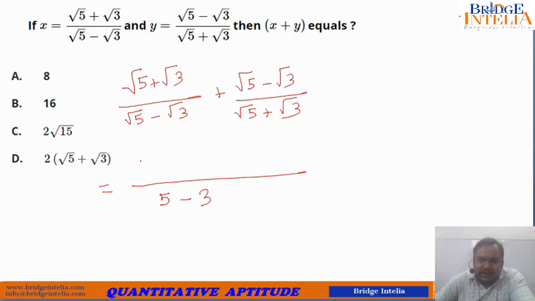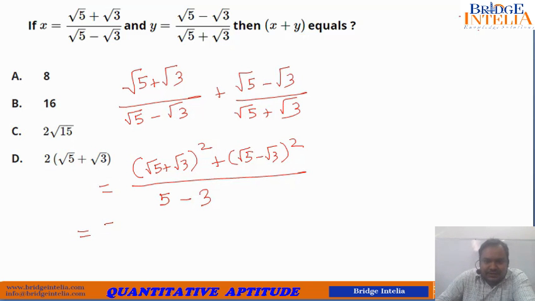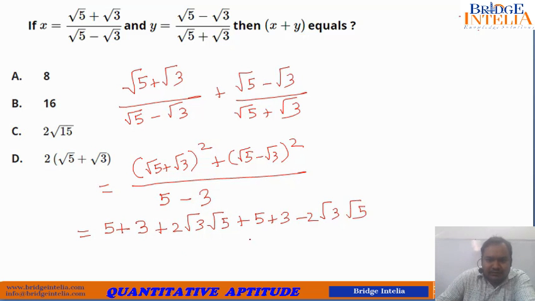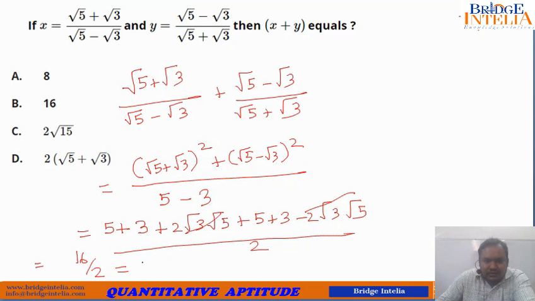What about the numerator? The numerator would be (root 5 plus root 3) whole square plus (root 5 minus root 3) whole square. So this is actually equal to (5 plus 3 plus 2 into root 3 into root 5 plus 5 plus 3 minus 2 into root 3 into root 5) whole divided by 2. So this term and this term cancel each other out. So 5 plus 3 is 8, 8 plus 8 is 16, 16 by 2 comes out to be equal to 8. So 8 is the answer.